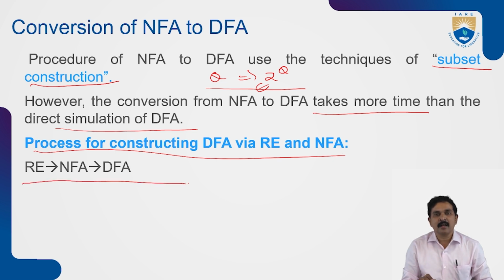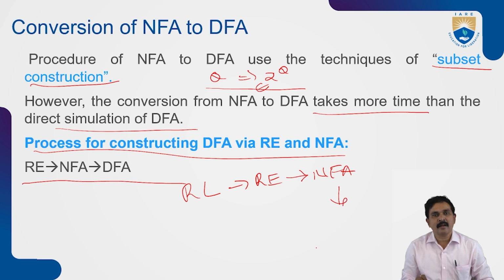Generally, the given thing is a regular language, which can be described by one simple expression, called a regular expression. Once you know the regular expression, finding the DFA directly is not easy. That's why you take help from one of the finite automata concepts, the NFA. You convert to the NFA, and once you have the NFA, then you can find the DFA.